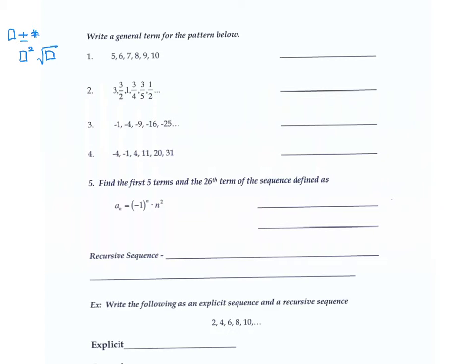And then once I have a sense of what the pattern is, I rewrite a couple of terms just to prove that my pattern is a correct one. So look at numbers 5, 6, 7, 8, 9, 10. Obviously, there's some kind of addition in there.